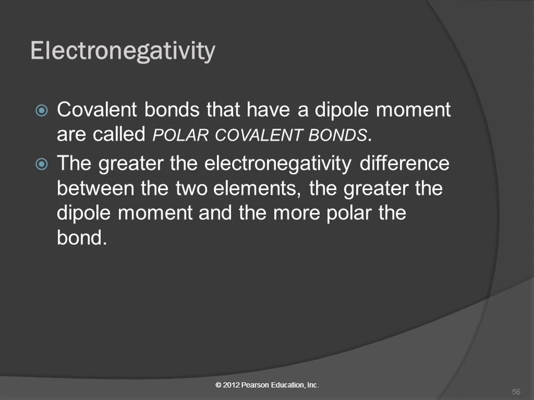Okay, so polar covalent bond. The greater the electronegativity difference between those two elements, the greater the dipole moment. So the greater the difference between those two houses, the greater the difference between the time the children spend at one house versus the other. If there was just a little bit of difference, the time would be shared more equally. If there's a little bit of electronegativity difference, then the electrons are shared more equally.